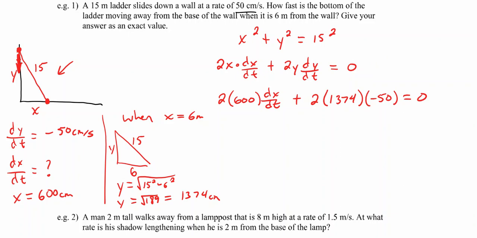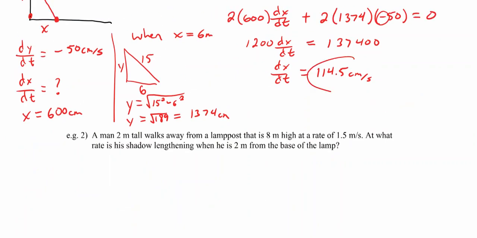Okay, and now we're just solving for dx/dt, right? So we get 1,200 times dx/dt is equal to, that would be negative, right? That makes sense. Okay, so 137,400. Well, no, because it was this negative 50. This is really like minus this, and when I brought it over, it's going to become positive. So then dx/dt is equal to 114.5 centimeters per second.